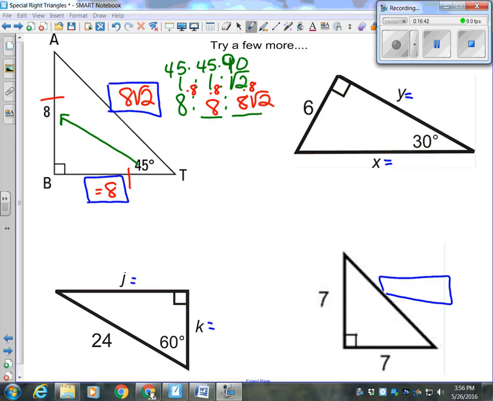And again, if this side is 45, this angle must also be 45, which means that this side has to be the same length as that side. If this side is 8, this one should also be 8. And everything is multiplied by 8. All right, let's try the second one.